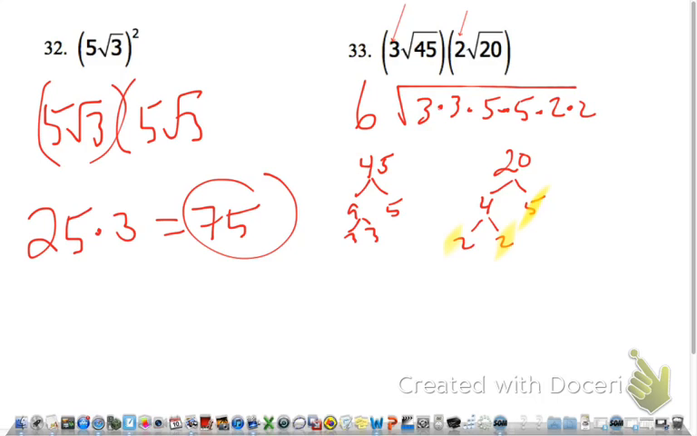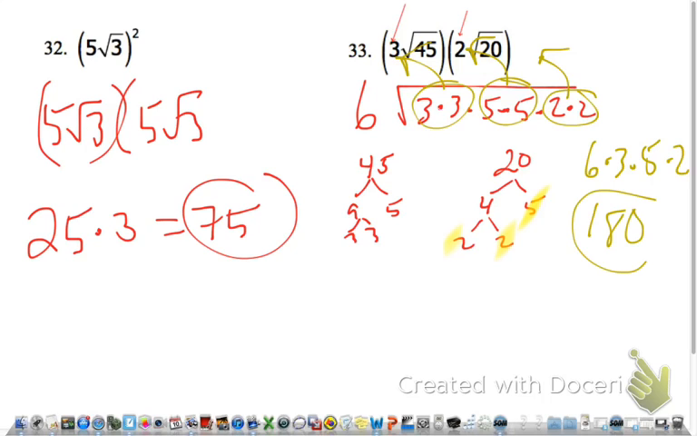And then I now have these different pairs of numbers. A pair, and a pair. And then pull out 1 2, pull out 1 5, pull out 1 3. And that gives me 6 times 3 times 5 times 2, which is 180.